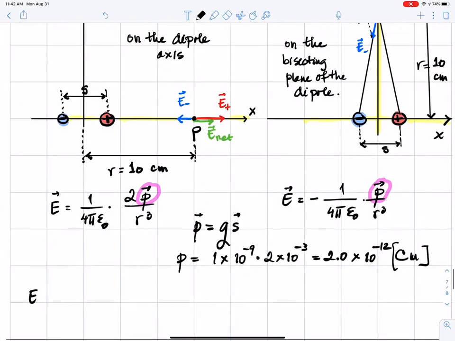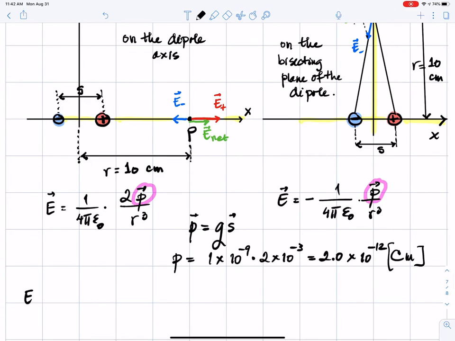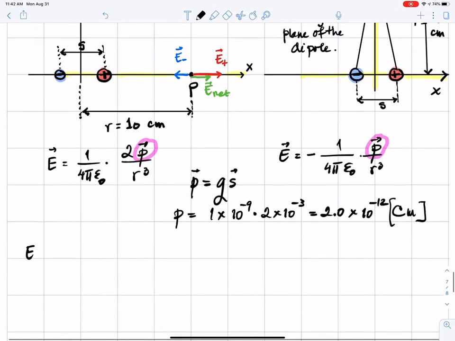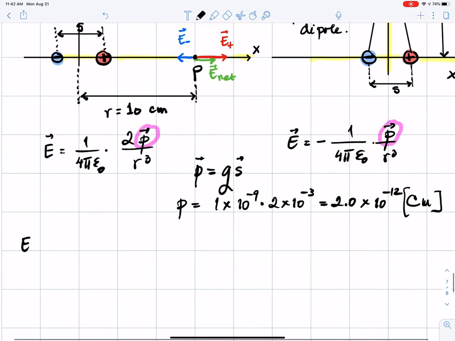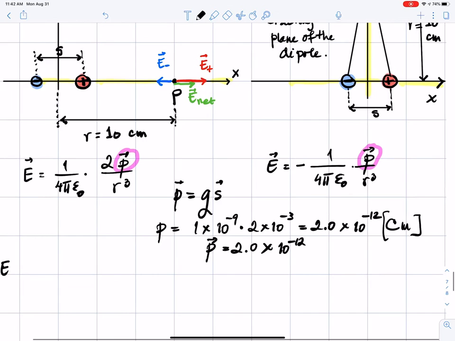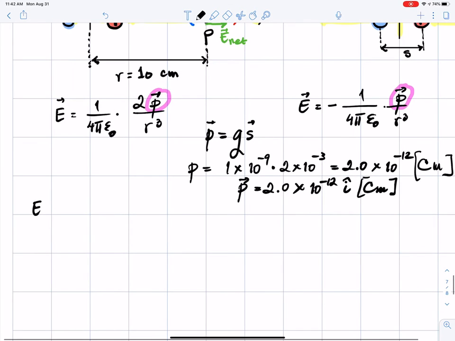So in this case, and by the way, it's actually good to specify the direction. If I keep this as a vector, this was an absolute value, but if I am to put this as a vector, I'm going to have 2 times 10 to the negative 12, and this is in the direction i, in the x direction, in Coulomb meter. Okay, so let's go to case A.